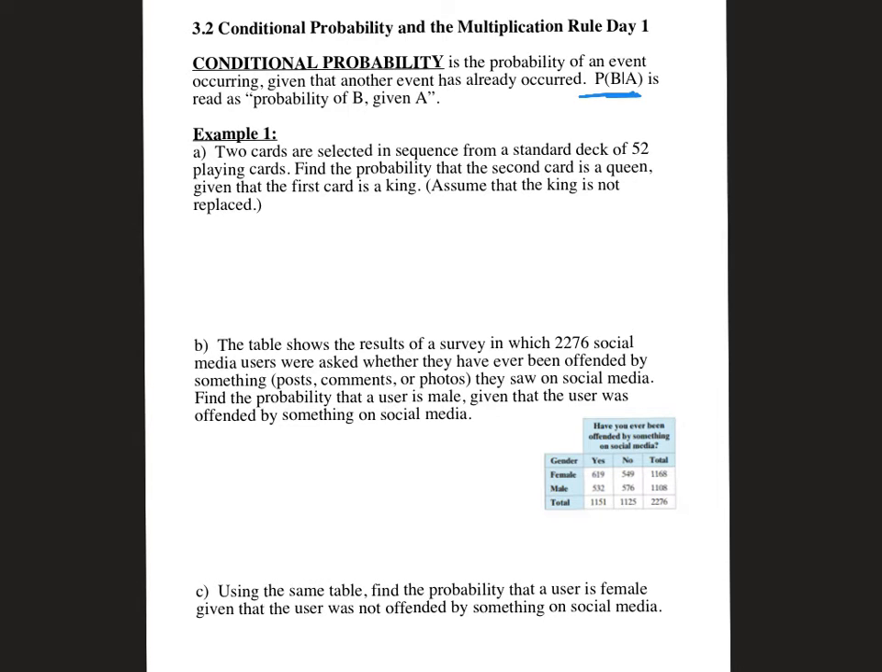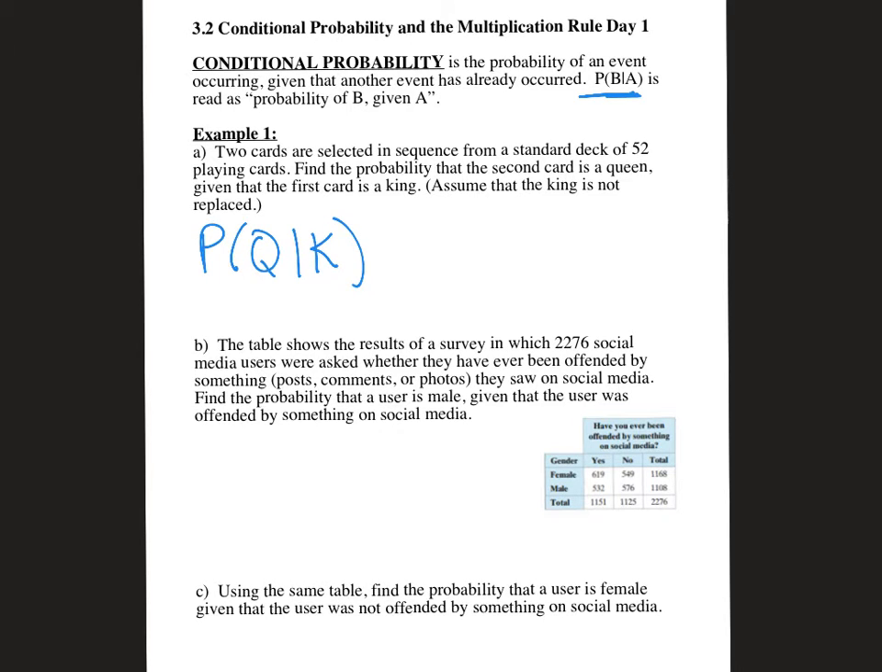So in example 1, 2 cards are selected in sequence from a standard deck of 52 playing cards. Find the probability that the second card is a queen given the first card is a king. We're only looking at the second event, or the second drawing, I should say, but we also have to take into account the first drawing. So the probability that we draw a queen given that we have already drawn a king, okay?